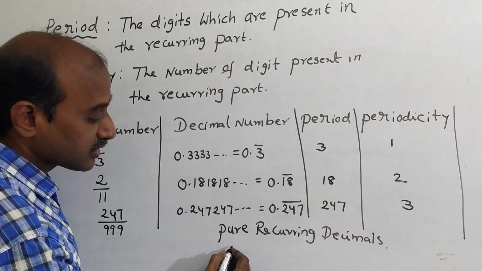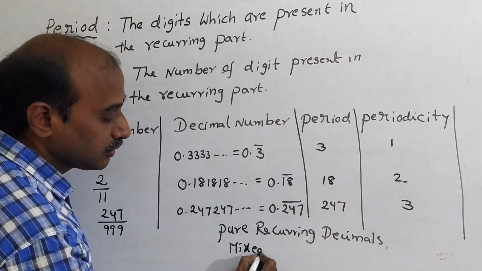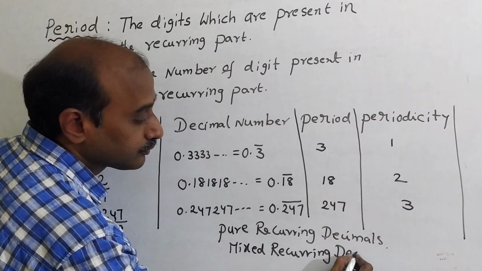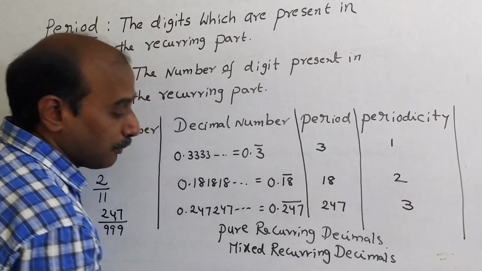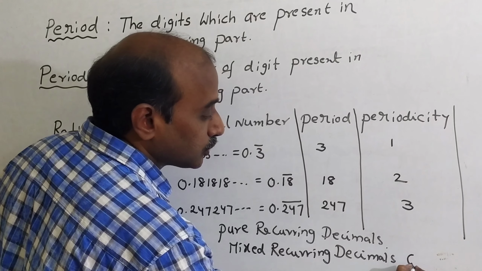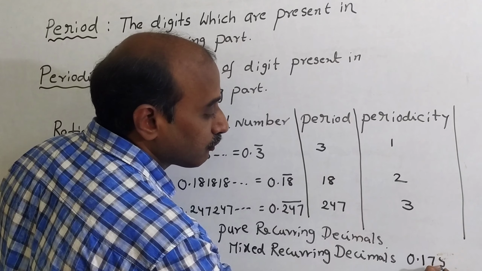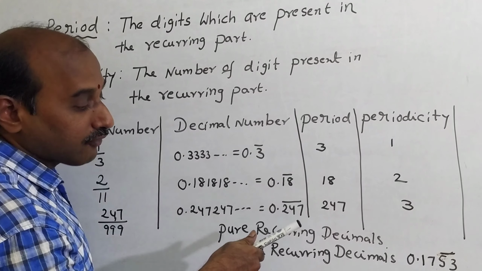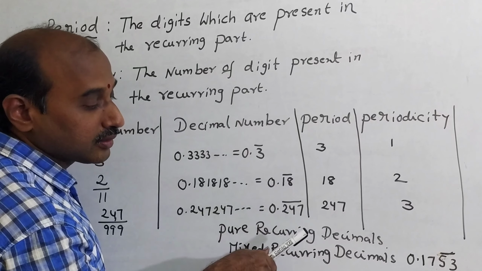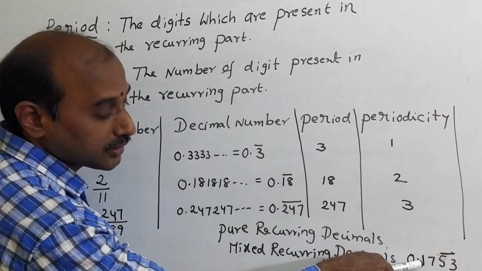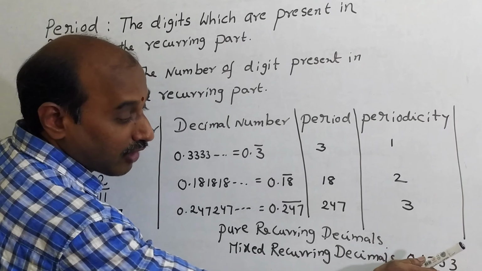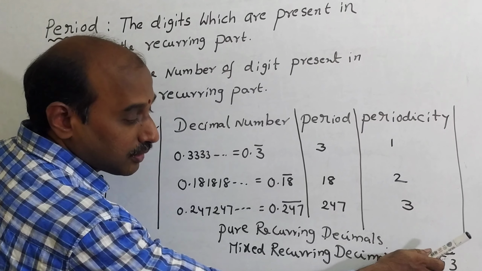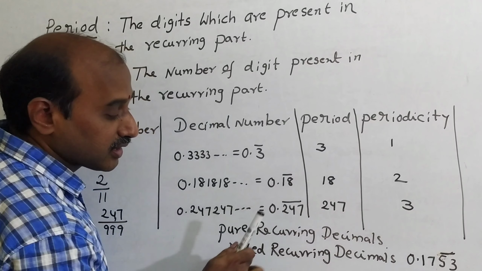One more is there, mixed recurring decimals. What are mixed recurring decimals? Take an example, 0.1753 with 53 bar. You can observe here after the decimal point some digits are not repeating, some digits are repeating. Here 17 is not repeating, 53 is repeating. So these are the mixed. So these decimals we call mixed recurring decimals.